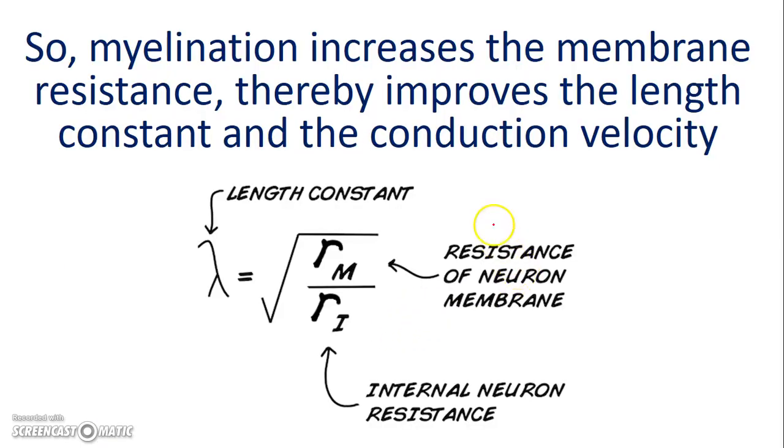So in summary, myelination increases the membrane resistance, thereby improves the length constant, and hence the conduction velocity is increased.